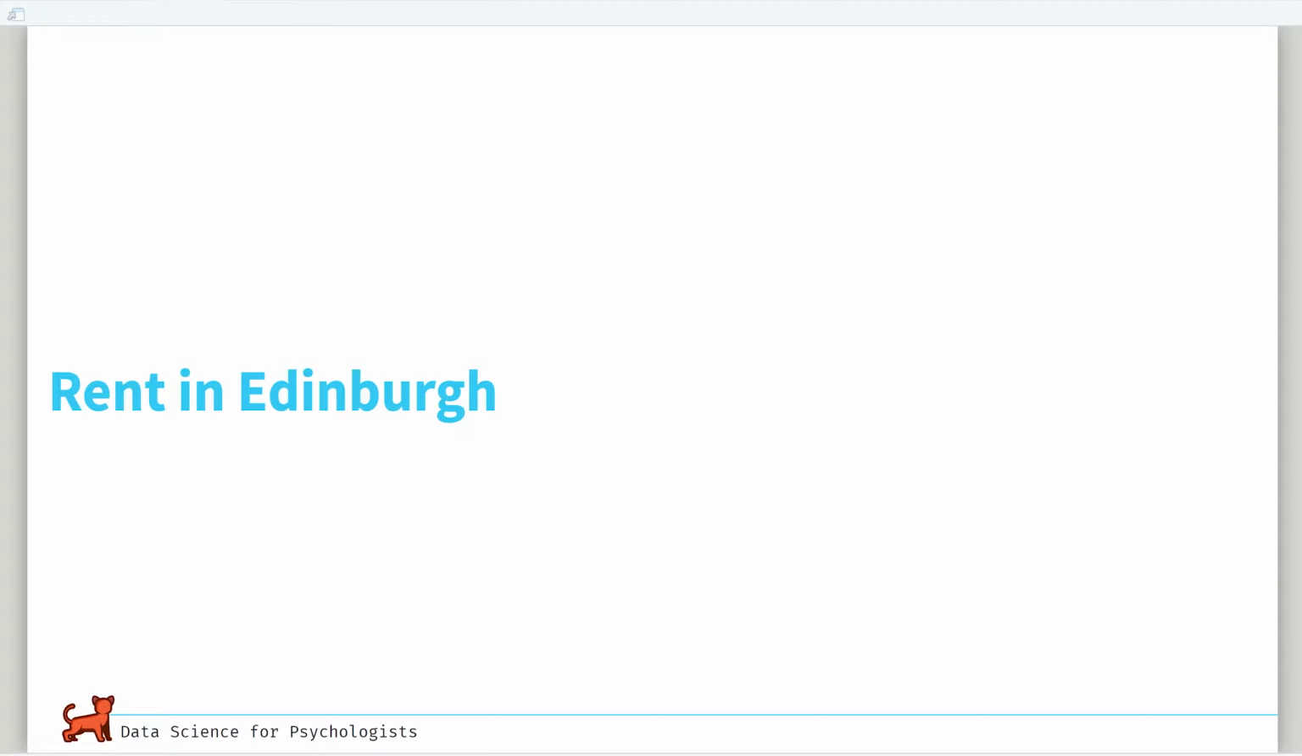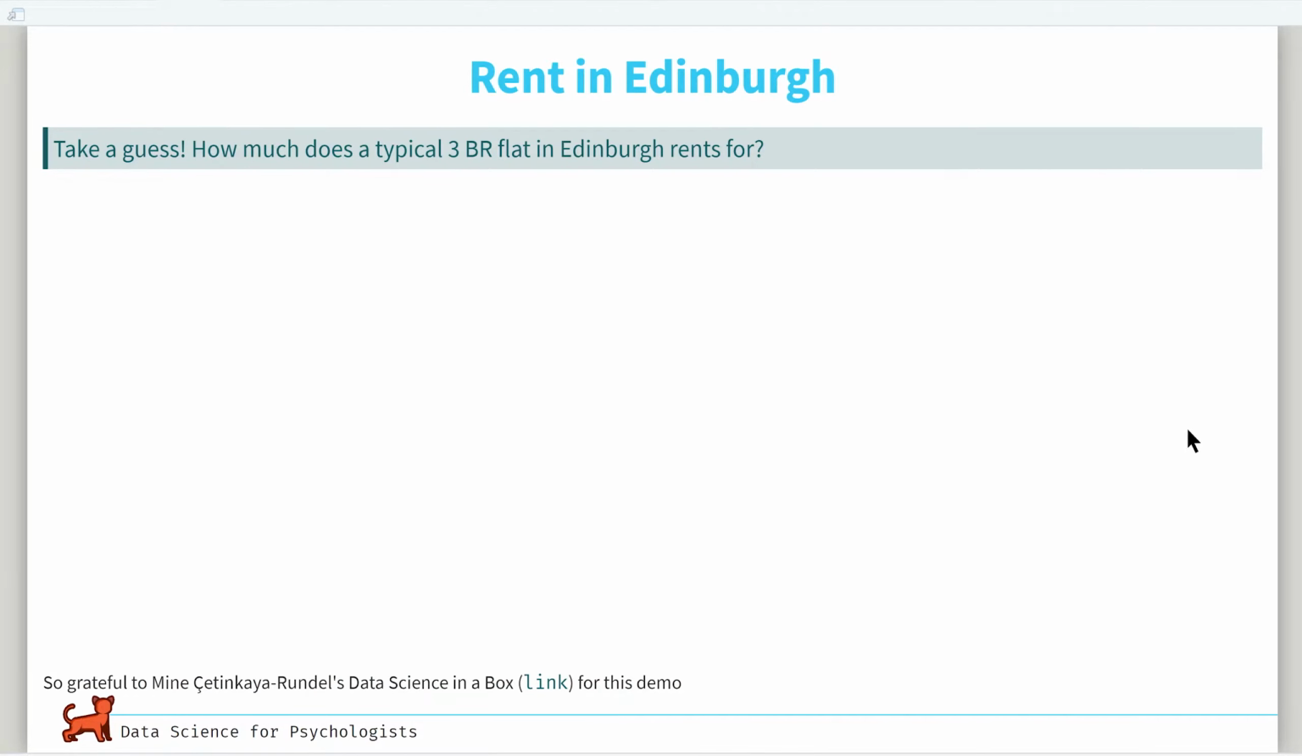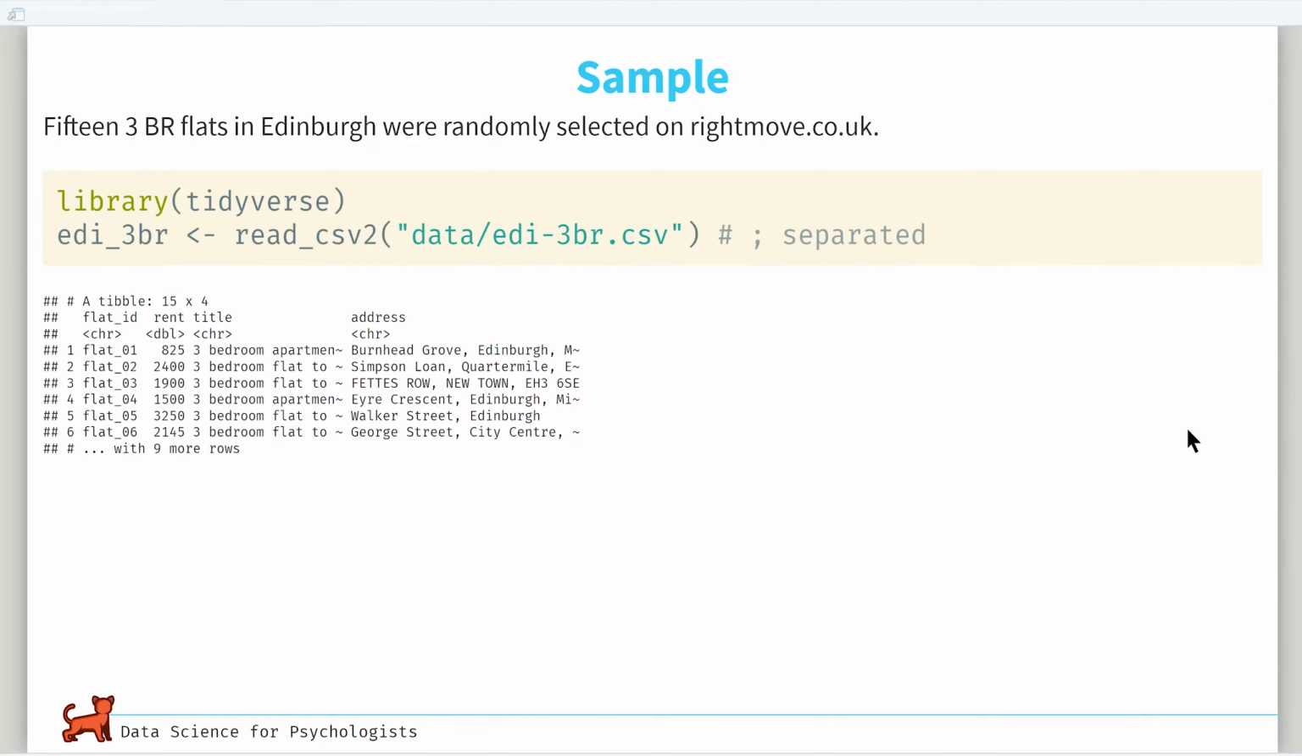going to talk about bootstrapping. And I'm going to start with a data-driven example. So let's talk about rent in Edinburgh because Mina is glorious and I am using her data and code for this example because it's good. But anyway, let's take a guess of how much you think a 3-bedroom flat in Edinburgh rents for.